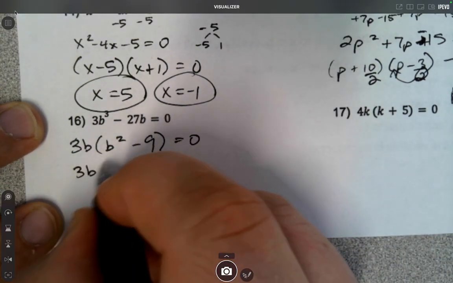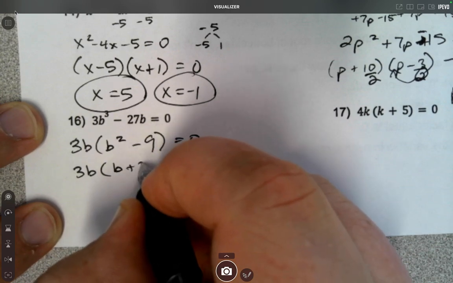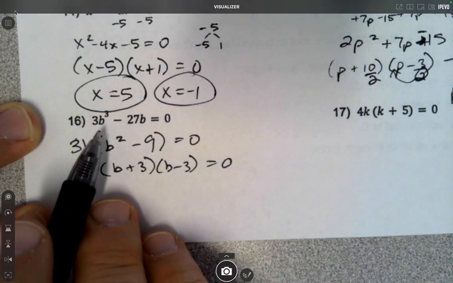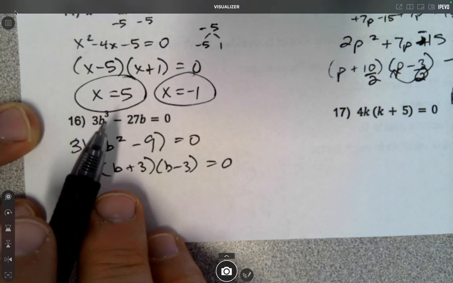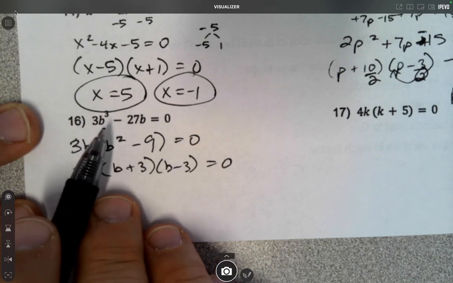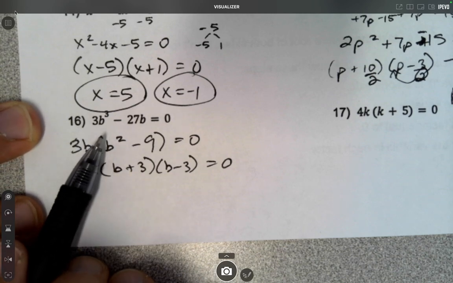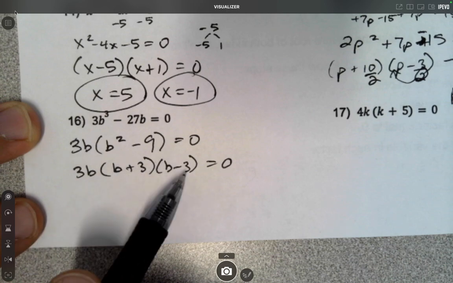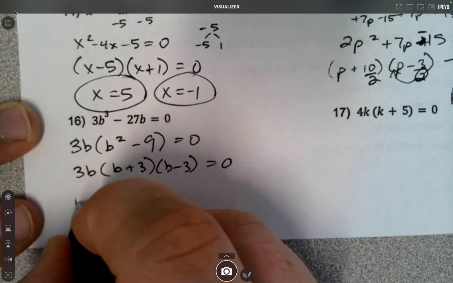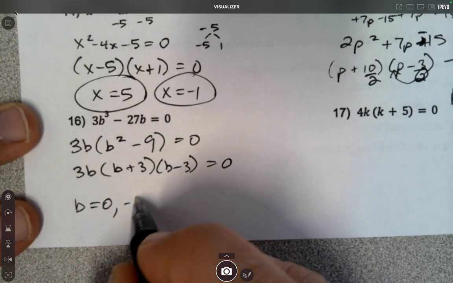And then this will become b plus 3 and b minus 3. Now this one did not start as a quadratic. That's the only reason this one can have 3 answers. But a mistake people commonly make is they'll pull the 3b out, but then it somehow disappears and they forget about it. Don't do that. You have 3 terms here. So if you set 3b equal to 0, you get b equals 0. Set b plus 3 equal to 0, you get negative 3.